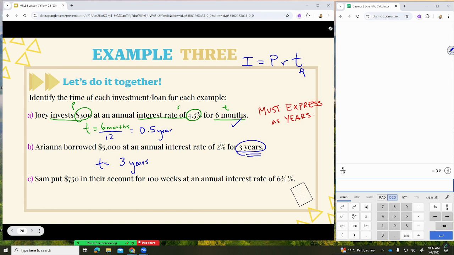Sam put $750 in their account for 100 weeks. So time is 100 weeks. But it has to be expressed in years, so we need to divide by the number of weeks in a year. There are 52 weeks in a year, so we type in 100 divided by 52. We get 1.9 years. So we found how to calculate P, we found how to calculate R, we know now how to calculate T for time.